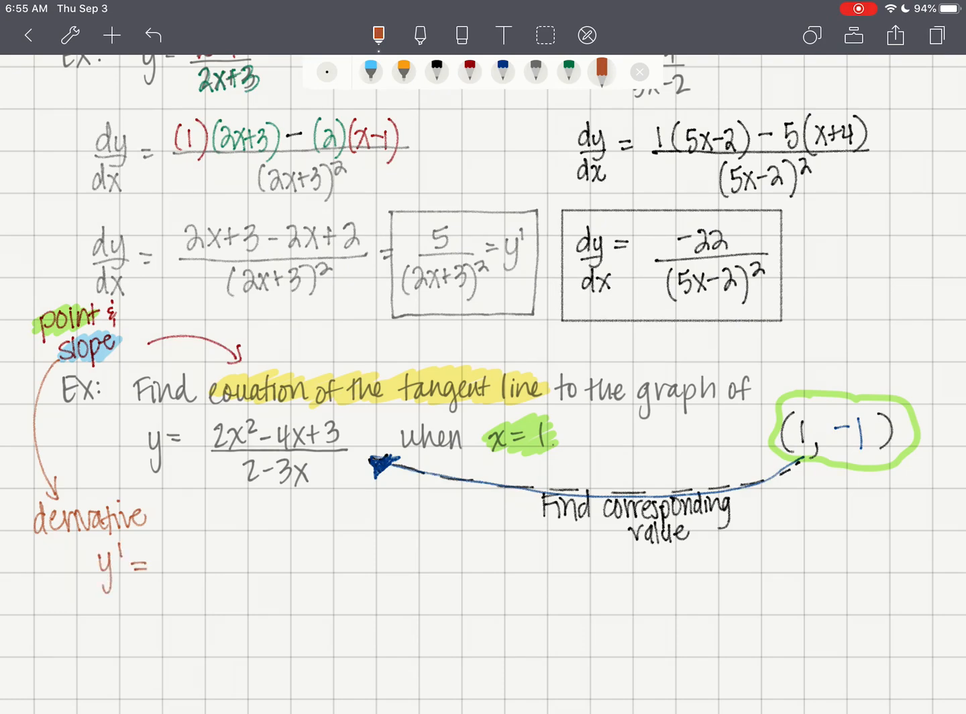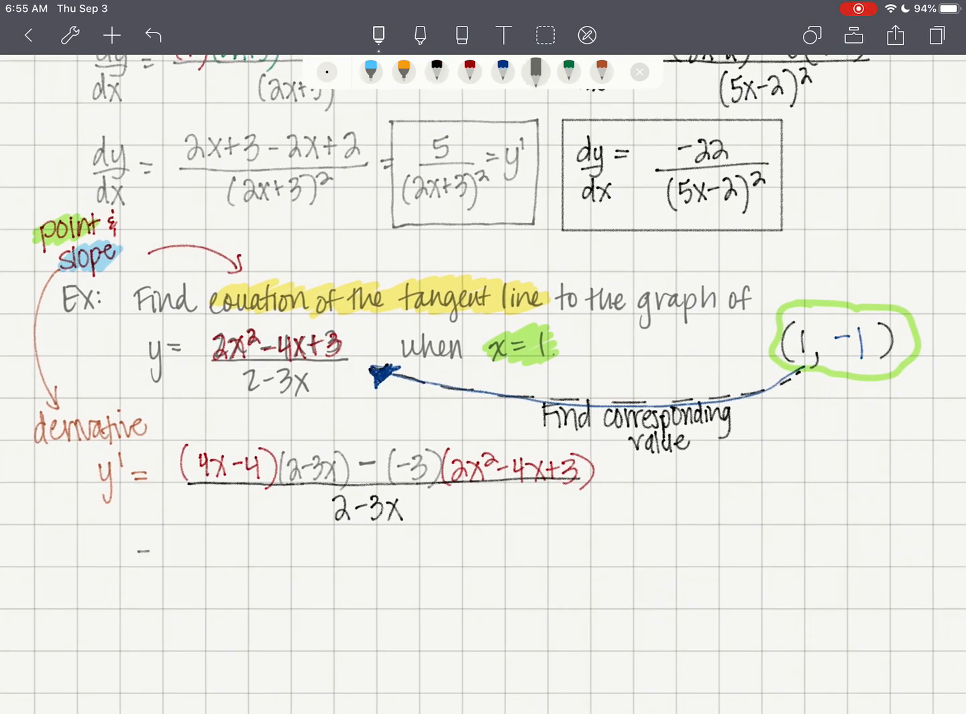y prime is equal to the derivative of the numerator, 2x squared minus 4x plus 3. The derivative of the numerator is 4x minus 4, times the denominator, 2 minus 3x, minus the derivative of the denominator, which is negative 3, times the numerator, which is 2x squared minus 4x plus 3. And that's all over 2 minus 3x.